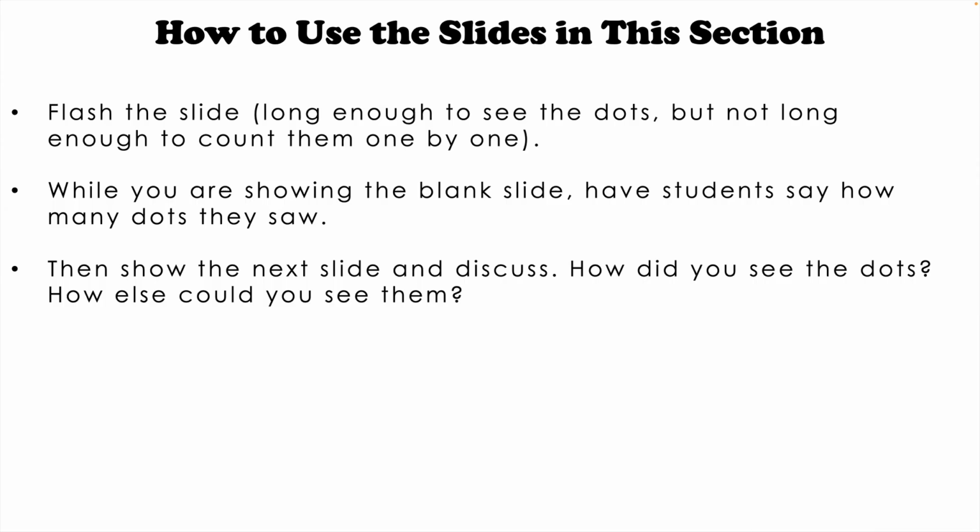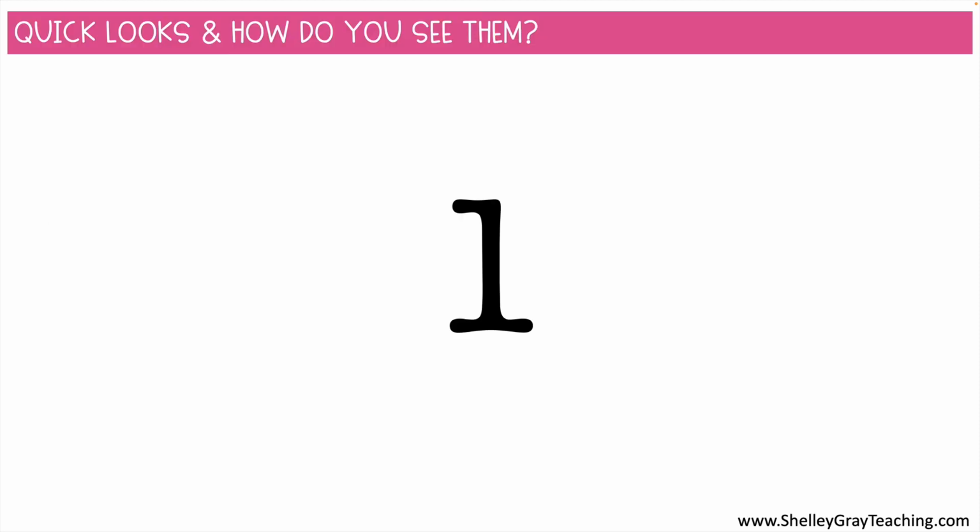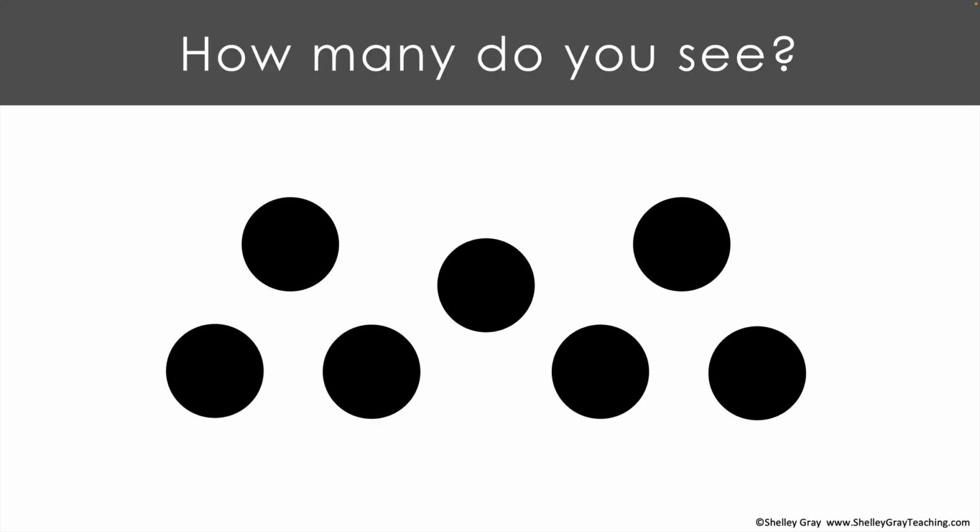And then what you're going to find is a how-to-use-the-slides slide at the beginning of each section. And this is going to show you exactly what to do. Now that you've watched this video, you probably get the hang of the quick looks and how they work. So in this case, you're going to flash the slide long enough to see the dots, but not long enough to count them one by one. And then you'll show the blank slide and have students say how many dots they saw, and then you'll show the final slide and discuss. So this is just to support you as you go ahead and use them. And then you're going to find something that looks like this, just like we saw at the beginning of this file. There's no prep for you. All you have to do is click through the slides and have the discussion.